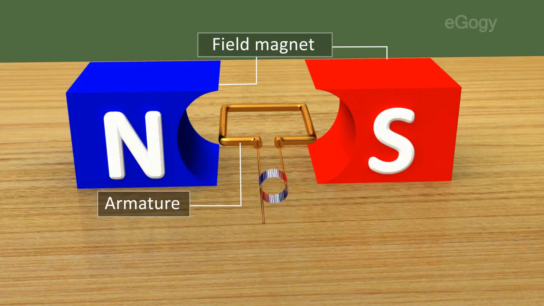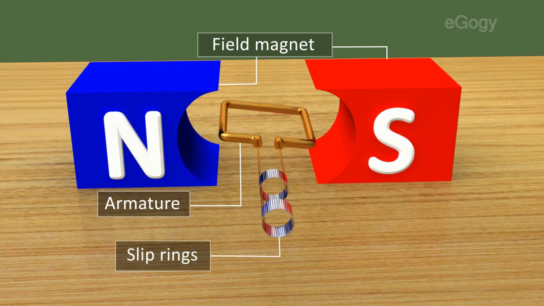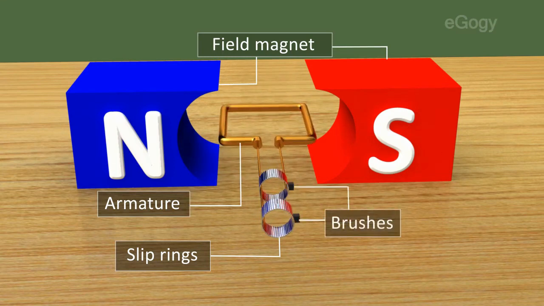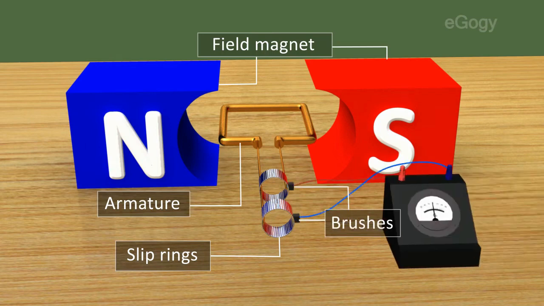The slip rings are circular rings fused to the ends of the coil. They rotate about the same axis as that of the armature. Brush is an arrangement that is always in contact with slip rings. Current flows to the external circuit through this.